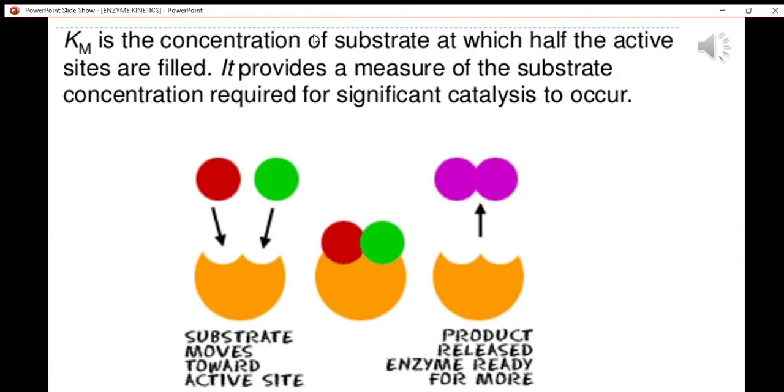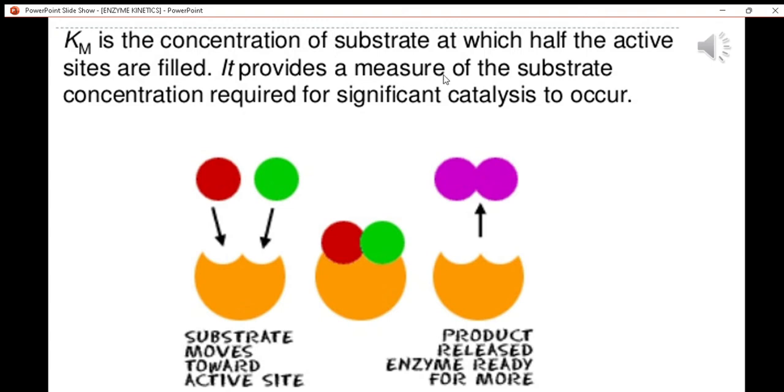Km value is actually the concentration of the substrate at which half of the active sites of the enzyme in the given medium are filled. And it provides us a measure of the substrate concentration required for significant catalysis to occur. If we are running a laboratory in which enzymatic reactions are carried out to produce a product, we should know the Km value of the enzyme.